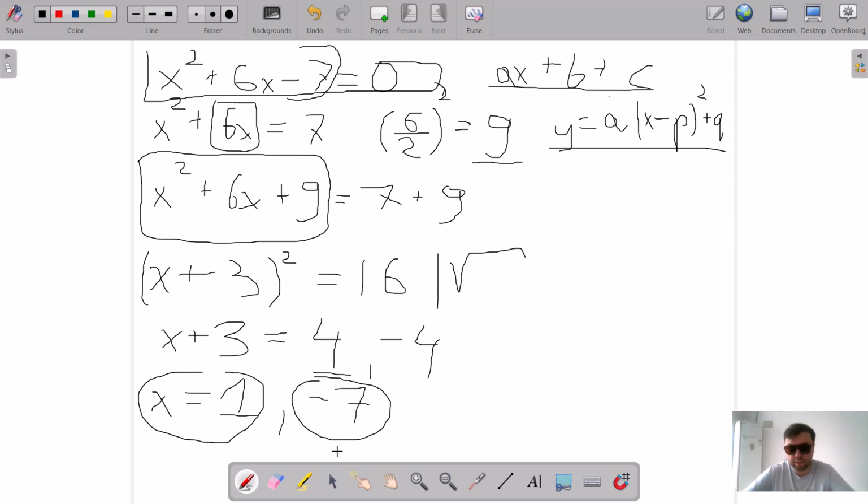Okay, so I'm going to erase this bottom part. We already know the solution. So in order to convert or transform standard formula to vertex formula, we need to stop at this point.